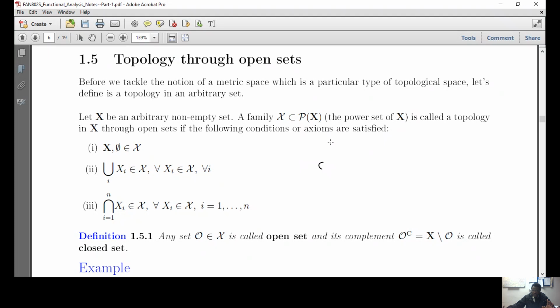Sorry for the inconvenience. I'm having a problem with the Acrobat Reader software.